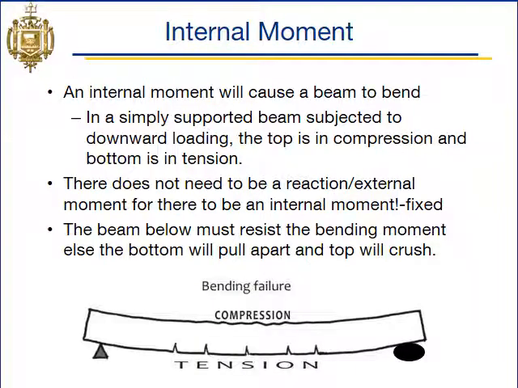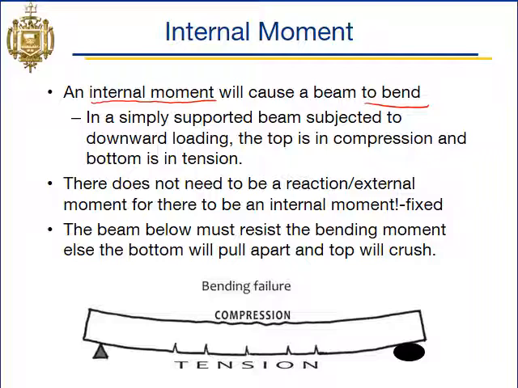All right, and then the third way that forces flow through a beam is via the internal moment. So we have shear, we have normal force, and we have internal moment. What the internal moment is going to end up doing to our beam is cause it to bend. So if we have an internal moment in a beam, we'll see some bending.